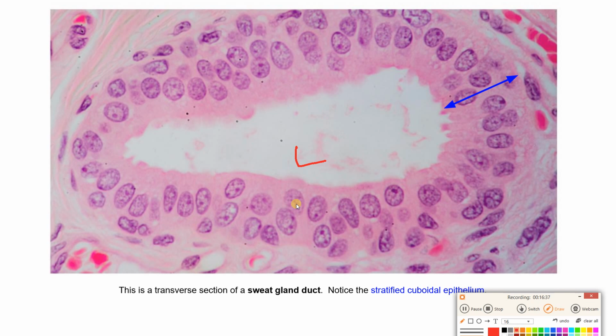And check out the nuclei in the cells adjacent to the lumen. This is epithelium. Multiple nuclei means it's stratified. They're circular-ish. So this is a stratified cuboidal epithelium.